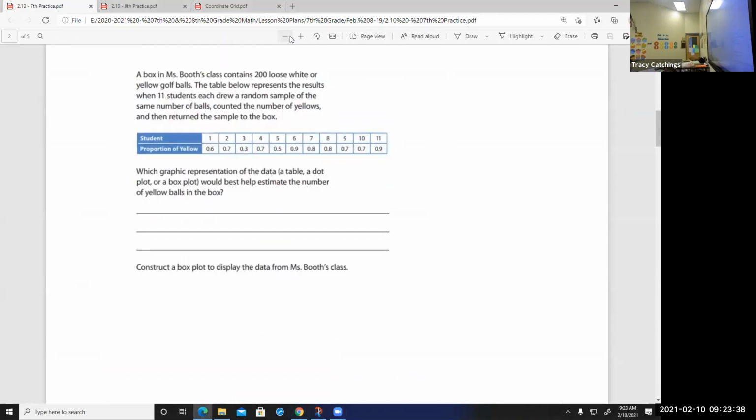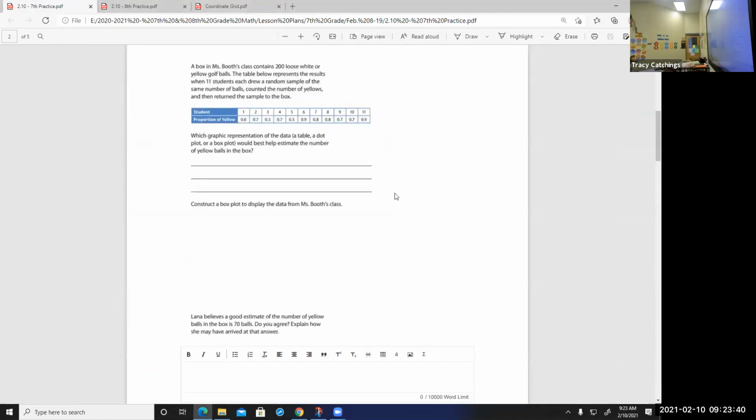Let me make it smaller so I can see it all on one screen. Maybe too small, but okay. A box in Miss Booth's class contains 200 loose white or yellow golf balls. Once again, same scenario. The table below represents the results when 11 students each drew a random sample of the same number of balls. They counted the number of yellows and returned the sample to the box. So very similar to the first example.